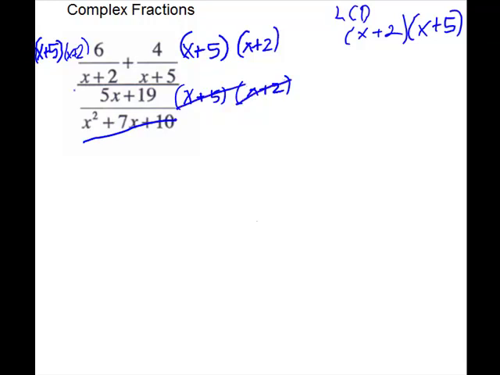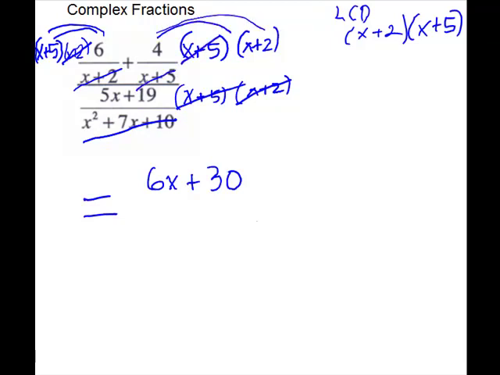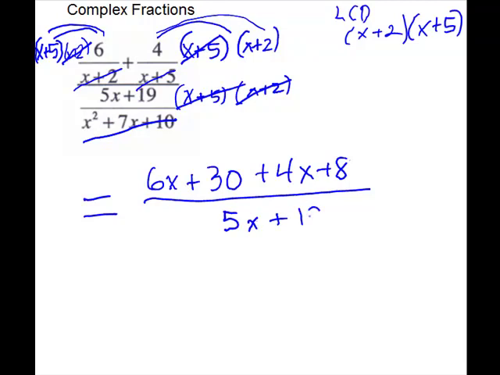On the numerators, the x plus 2 goes out. The 6 will need to distribute. So I'm going to come down here just because I'm a little worried about space. So I have 6x plus 30. On the second fraction, the x plus 5 will go out. My 4 needs to distribute. So I have 4x plus 8. And in the denominator, I have left 5x plus 19.